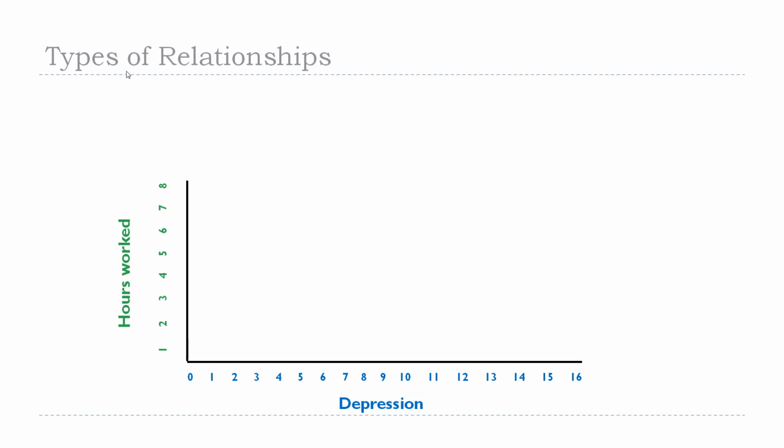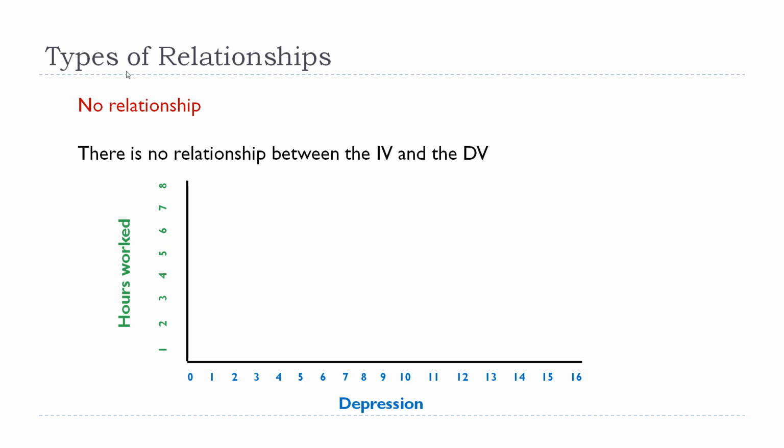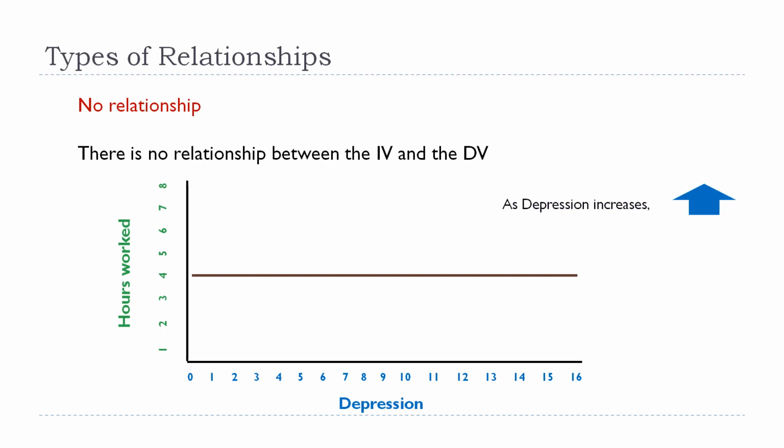There's another kind of relationship, which is no relationship. That means there is no relationship between the independent variable and the dependent variable. What would that look like? As depression is increasing, nothing is happening to the hours. They stay the same, right? And that's what that would look like, a flat line.